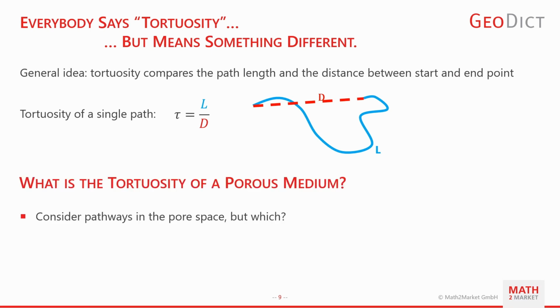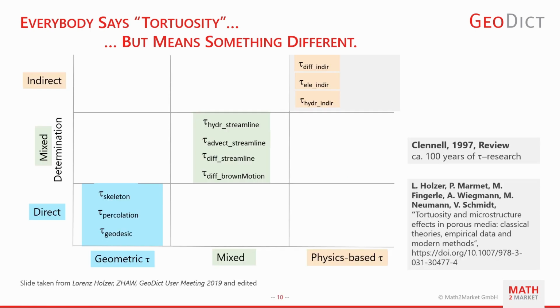And how to do that? Well, we have to average multiple pathways. But which and how to weight them, this is the trick. And if you look in the literature, you can find many different definitions. I show here an overview slide presented by Lorenz Holzer from Zürcher Hochschule at Winterthur in Switzerland at a GeoDict user meeting. And he differentiates between direct geometrical measures and indirect physics-based measures and mixed measures.